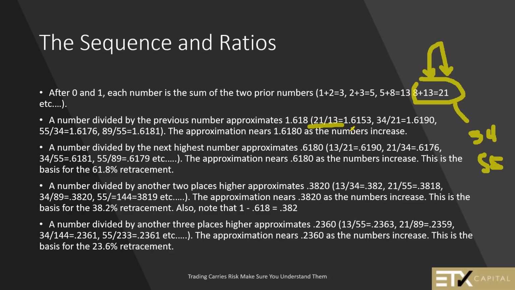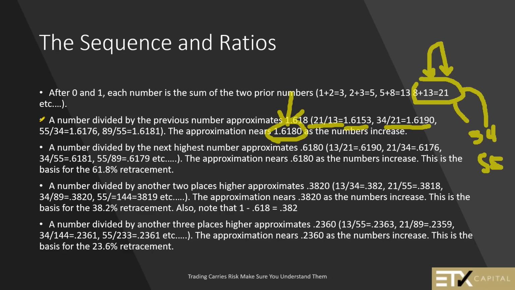Whenever you do that, you're going to come up with a number that's approximately 1.618. We go over here to 21 and 34, it comes up to 1.619. So the approximation is always 1.618. This is really the maximum Fibonacci number, and it's considered a Fibonacci extension, which we'll get into shortly.